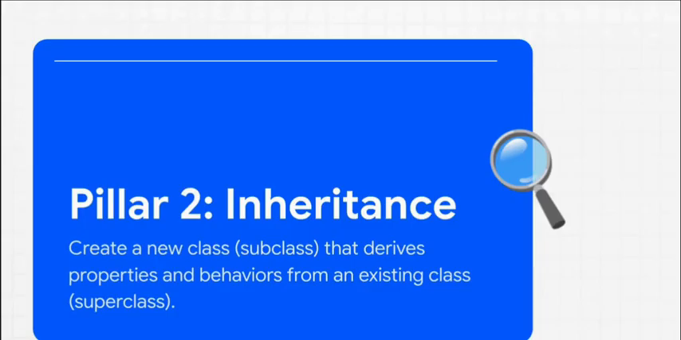Pillar number 2 is inheritance. Now, this is where the magic of reusing code really starts to happen. Inheritance is all based on what we call an ISA relationship. For example, a salaried employee is a type of employee. So instead of building that salaried employee class from scratch, we can just say it inherits all the common stuff, like name and ID, from a general employee class. Then we only have to add the special logic, like how to calculate their salary.